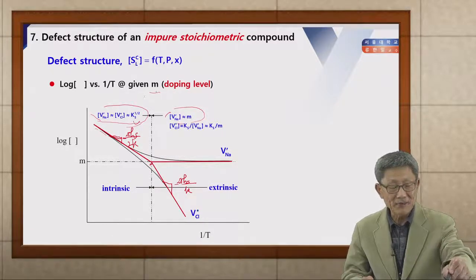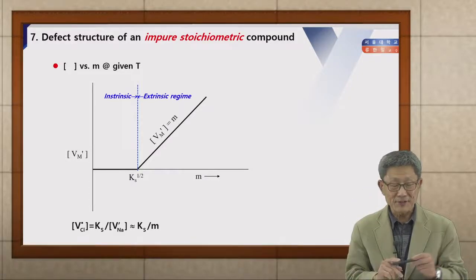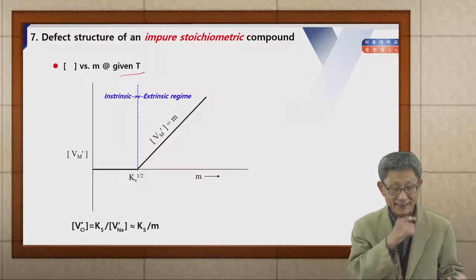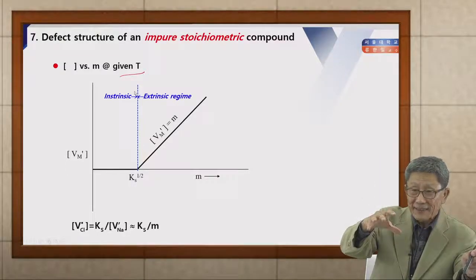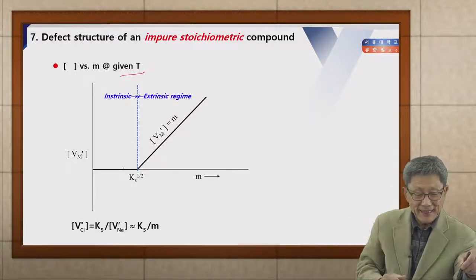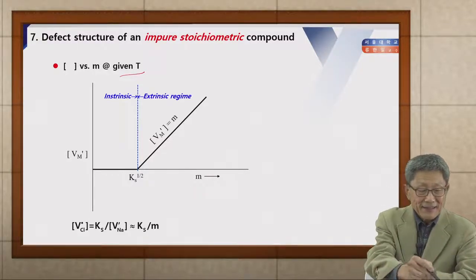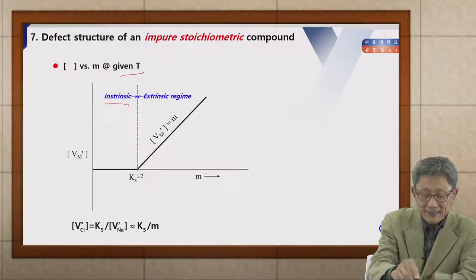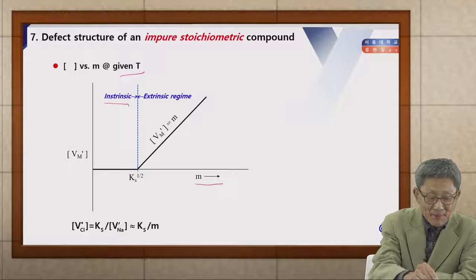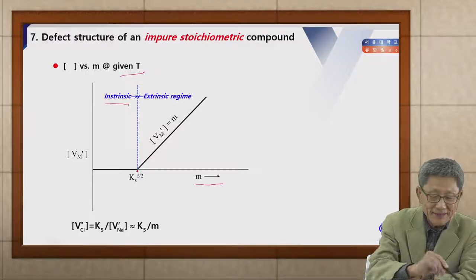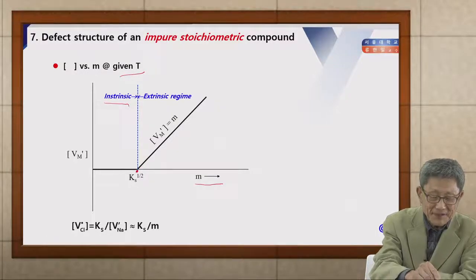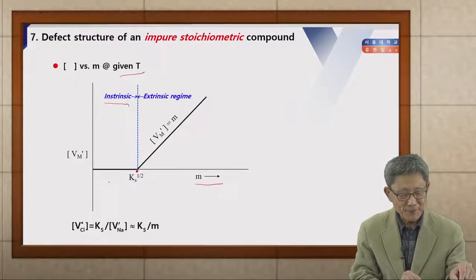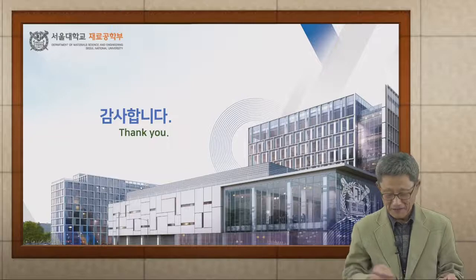And what about the effect of doping level M? Here it is. Now suppose that our temperature is given, and pressure is also given. Then when your intrinsic defect concentration is much higher than the impurity concentration, you are in the intrinsic regime. So if you plot defect concentration against the impurity level, this is M. Now suppose that the half power of the Schottky equilibrium constant is located here. So this means the intrinsic defect concentration. Now here you see, for smaller impurities, intrinsic defect is prevalent. Therefore, your defect concentration remains fixed up to this point.